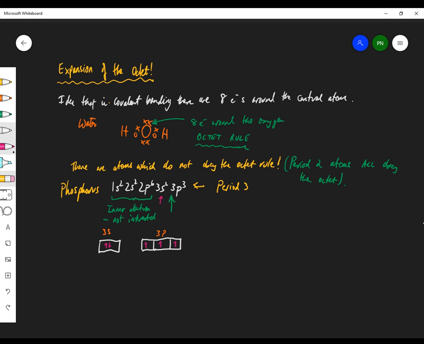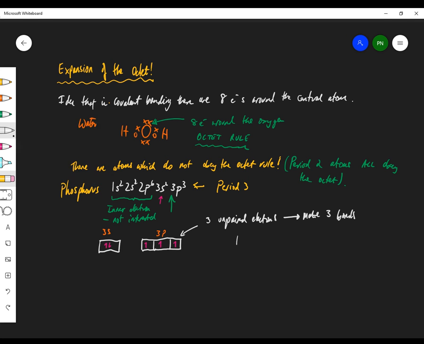So how many unpaired electrons does phosphorus have? Phosphorus has 3 unpaired electrons. And that implies it can make 3 bonds.